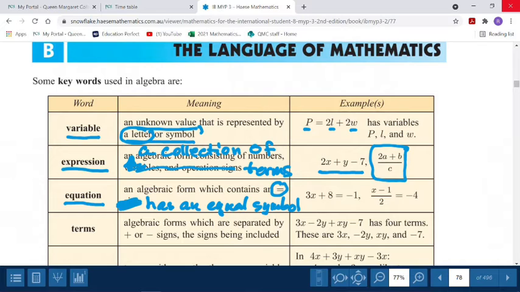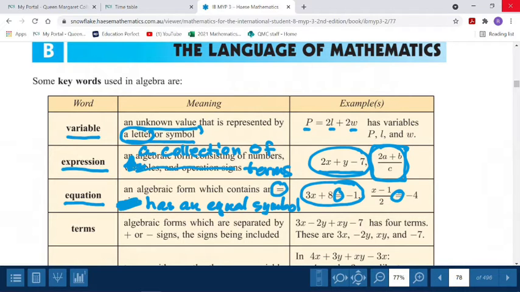So if you see these, neither one of those expressions had the equal symbol. But down here, we have 3x plus 8 equals negative 1. So this equal symbol turns an expression into an equation. Okay? So again, if you see the equal symbol, you know it's an equation. If you don't see it, then you know it is an expression. That's the only difference.